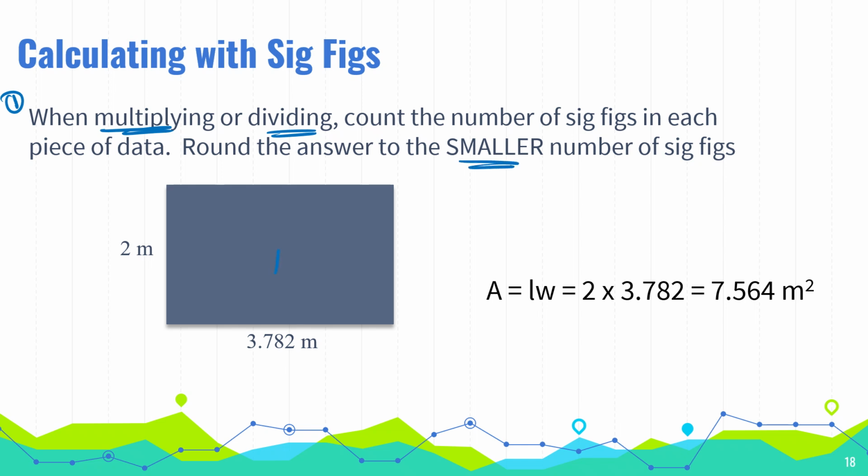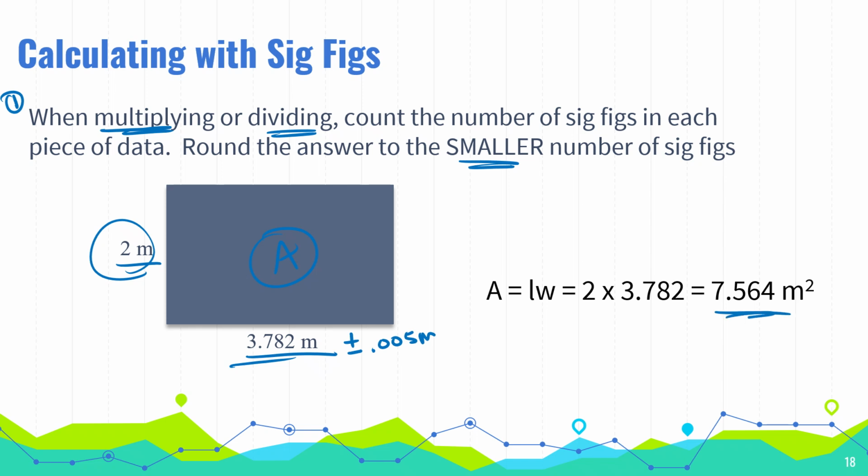So let's say that I wanted to find the area of this block, and somebody went out with a super precise, much higher quality measuring device and found that the length was 3.782 meters. That means plus or minus 0.0005 meters. Whereas this one, it was like 2 meters. We rounded to 2. So when I multiply 2 by 3.782, I'm going to get 7.564 meters squared.